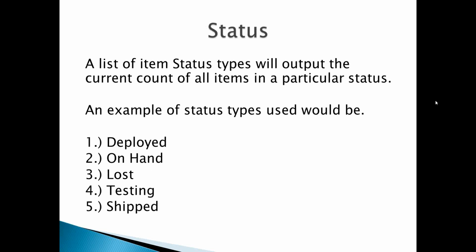And then statuses. So a list of item status types will output the current count of all items in a particular status. An example status would be deployed, on hand, lost, currently being tested, or whether or not it's been shipped. So if at any time we'd like to see all of our items that we have on hand, we can view that report.